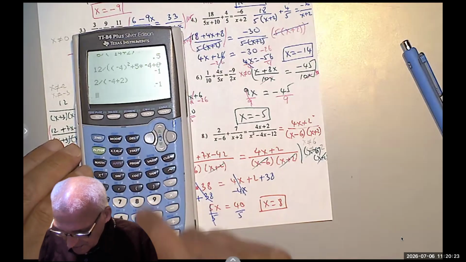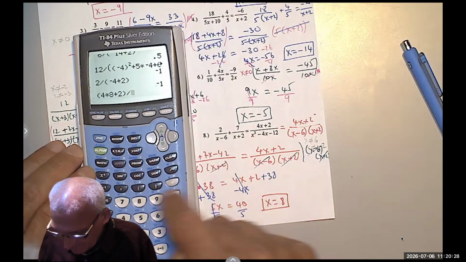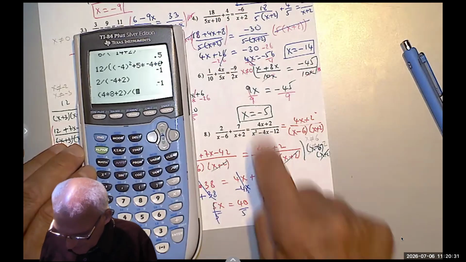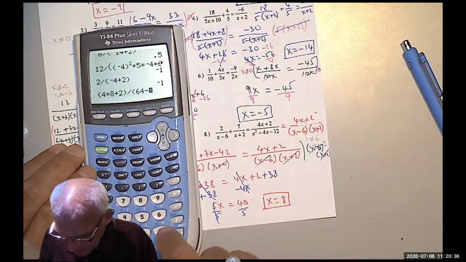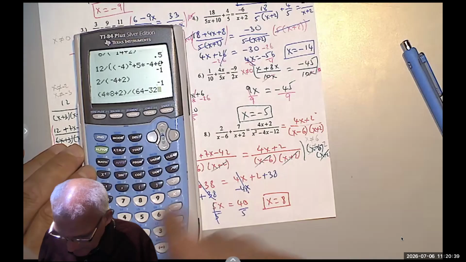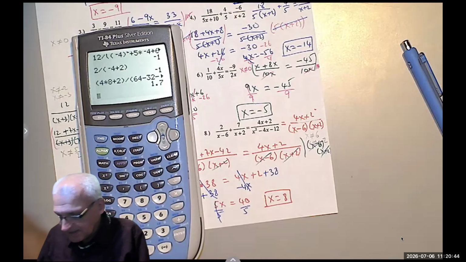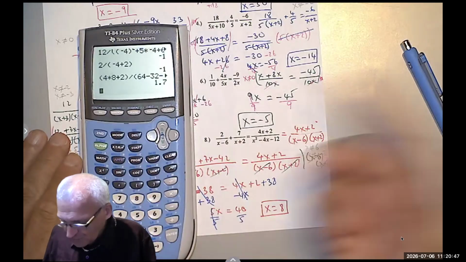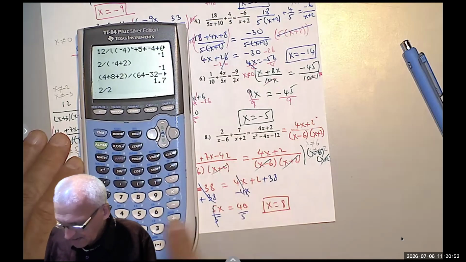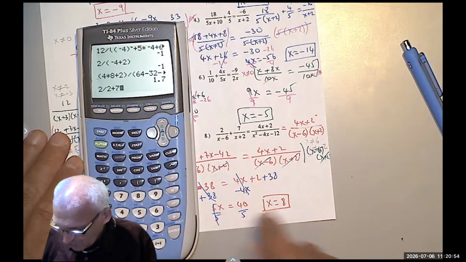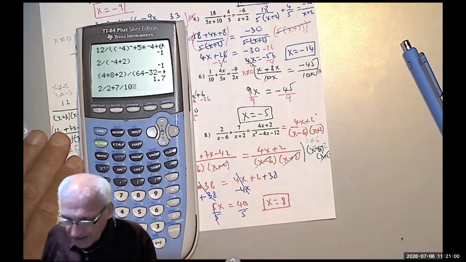4 times 8 plus 2 divided by 8 squared, which is 64, minus 8 times 4 minus 12. The right-hand side is 1.7, as we said. If you don't see it, you can do 8. So 2 over 2, which is 8 minus 6, plus 7 over 10, which is x plus 2, equals 1.7.